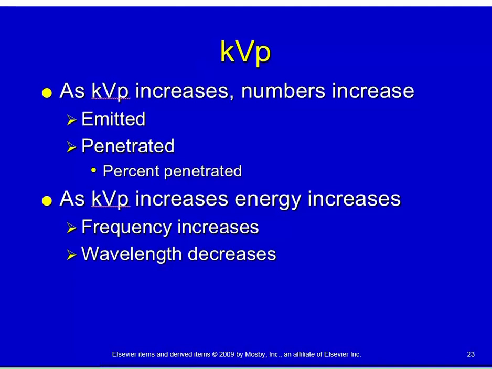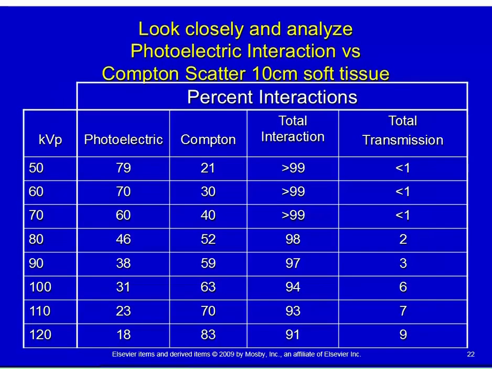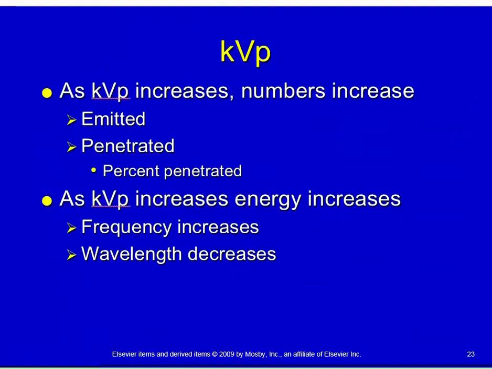So as kVp increases, we increase numbers, and I refer you again back to the BREM spectrum. We get a lot more X-rays created, and we get a lot more X-rays emitted, but the X-rays that we create and especially emit are of higher energy, so we get more penetration. A higher percentage is penetrated through the patient. Again, looking at 50 versus 120 kVp. At 120 kVp, we get a much higher percentage of transmission through the patient.